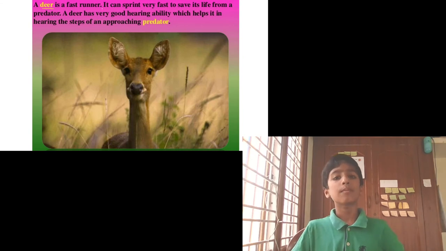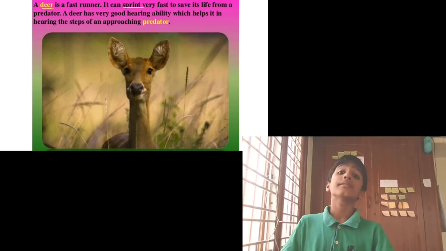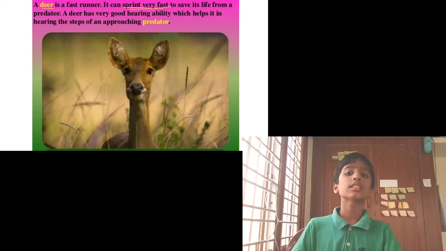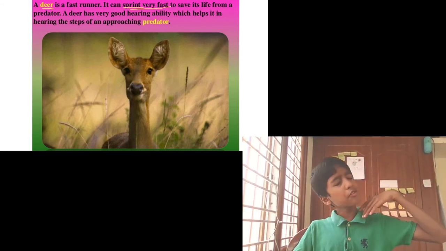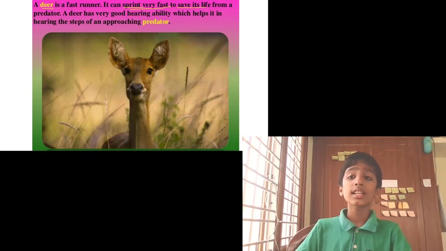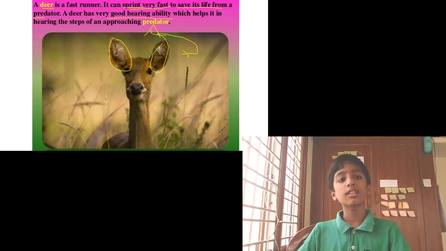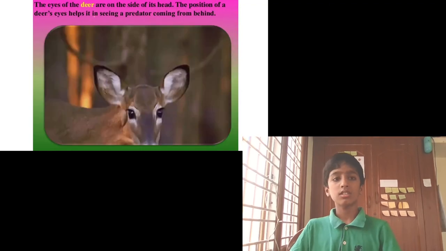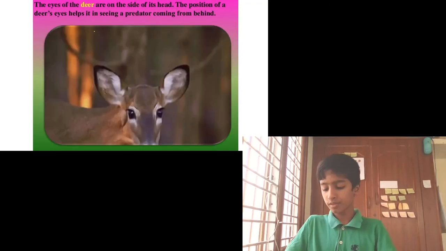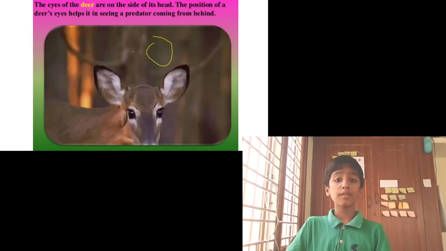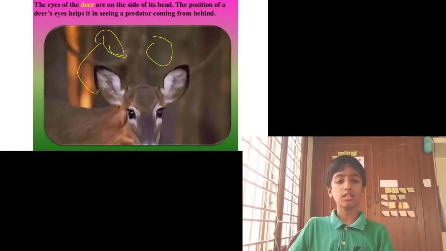I have seen it many times, the lion attacking the deer, and the deer can sprint very fast. I noticed that the deer can run very fast when the lion comes to attack, to save its life from the predator. They also have good hearing ability. See, their ears are at the side of the head. So they can hear the sound of an approaching predator and understand before it comes near. If a predator comes from behind, it can sense it through its ears.